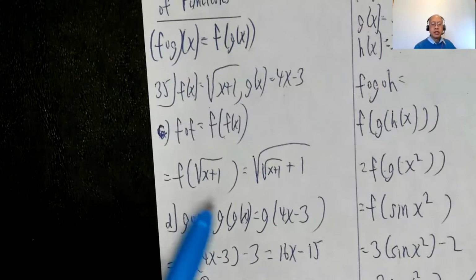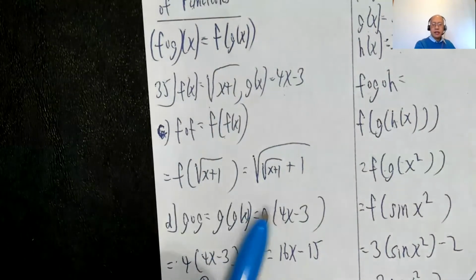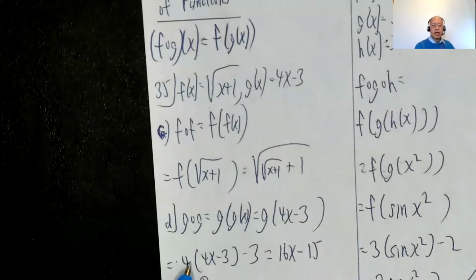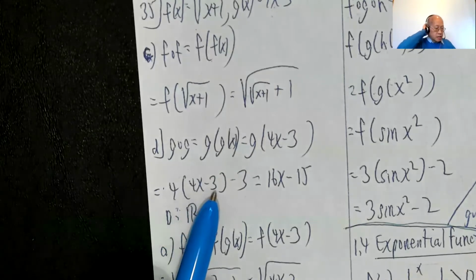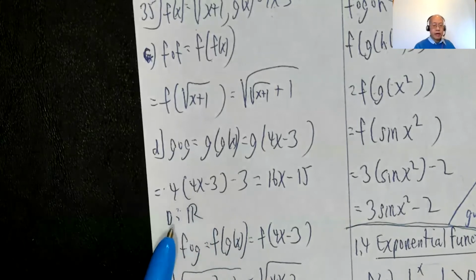G circle g, g of g of x, is g of 4x minus 3. Take that 4x minus 3, plug it right back in here. So it's 4 times 4x minus 3, and that comes out to be 16x minus 15. The domain is all real numbers.